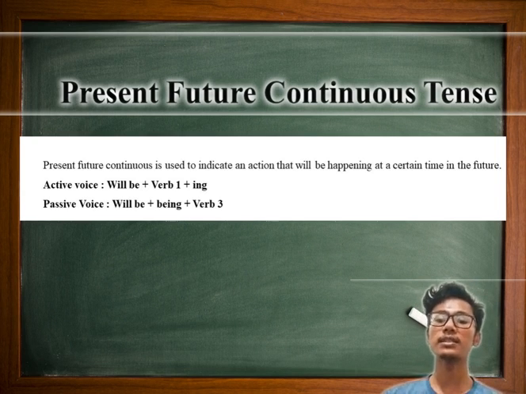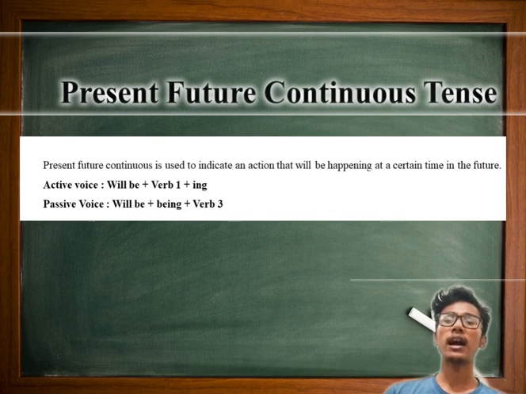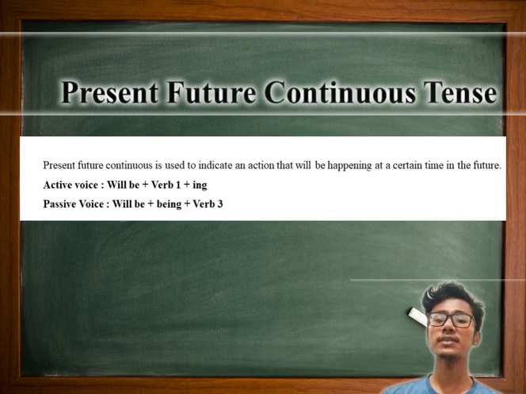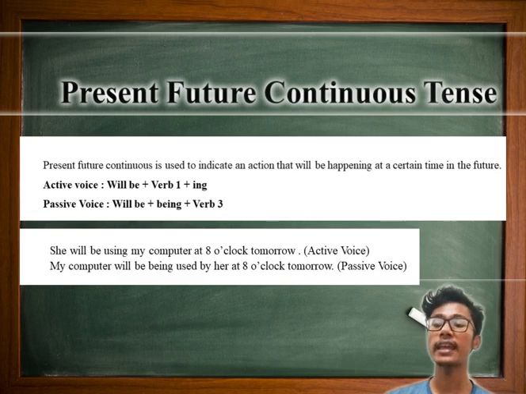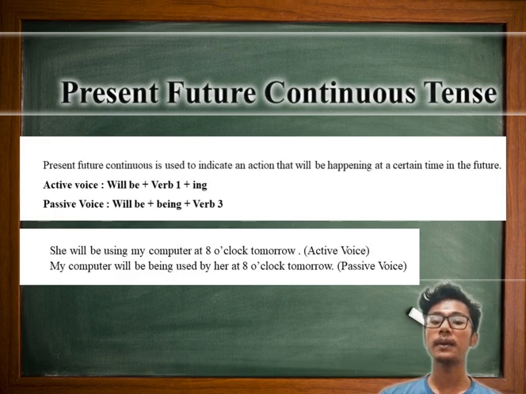Now I will give you some examples about active and passive voice in present future continuous tense. Well, the first example, she will be using my computer at 8 o'clock tomorrow. This is active voice. Then I change into passive voice. It will be, my computer will be being used by her at 8 o'clock tomorrow.